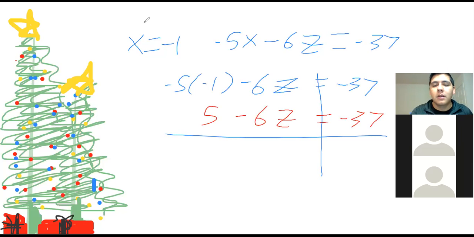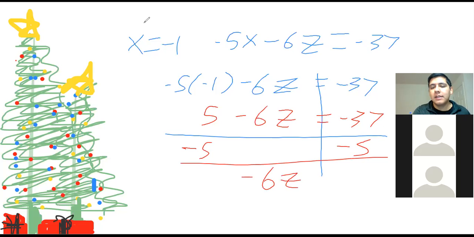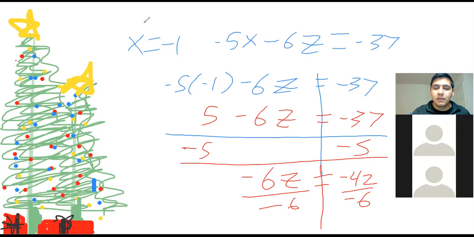Okay. So then what's our next step there? Move the 5. We're going to subtract 5 on both sides. So that's -6z is equal to -37 minus 5, which ends up becoming -42. And finally, divide by -6. Z is equal to -42 divided by -6, which is going to be +7.